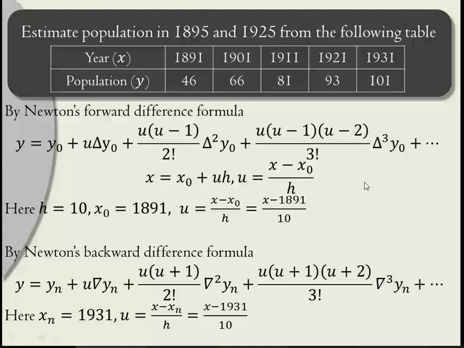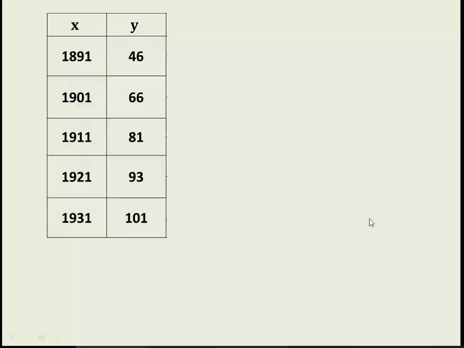So prepare the table. The table will be the same for backward as well as forward. We use top values for the forward difference formula, and we use bottom values for the calculation for backward difference. So prepare the table, taking the values of X and Y. Take the corresponding subtraction of values of Y. That gives us delta Y or nabla Y.